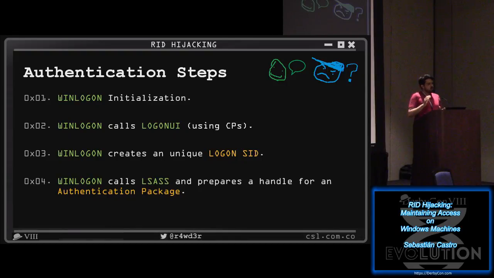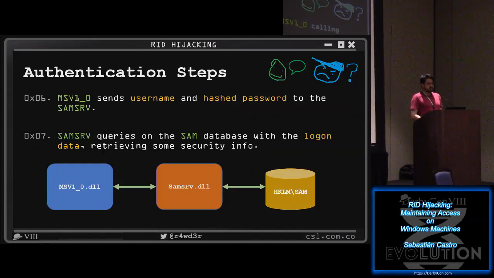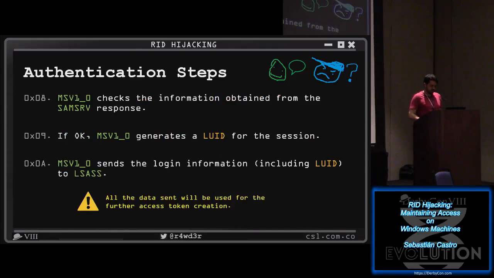And now, Windows retrieves the handle for an authentication package, which is used to verify the authentication policies of a logon attempt. Remember that we are focusing on the MSV1_0 authentication package. So WinLogon sends to the authentication package the username and password combination with the created logon SID, and then this critical step: MSV1_0 sends the user password combination to the SAM server, which retrieves the related security information, including the user security identifier. And now, to sum it up, MSV1_0 checks the information retrieved.